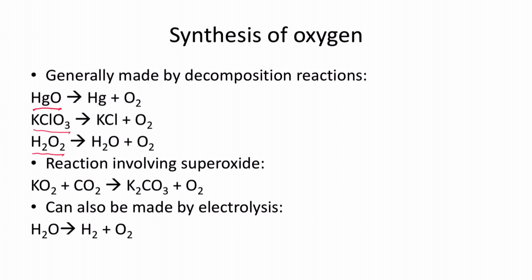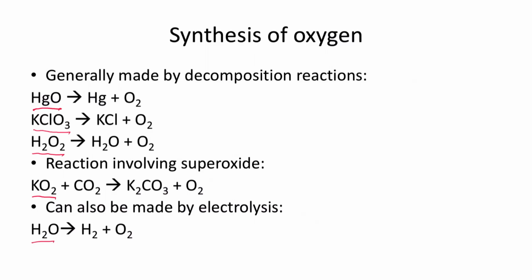I can use superoxide ions, like KO2, and react it with carbon dioxide to make potassium carbonate and oxygen, or I could do it via electrolysis. So the way that I do it with electrolysis is I take water and I zap it, okay? Convert it into hydrogen and oxygen.